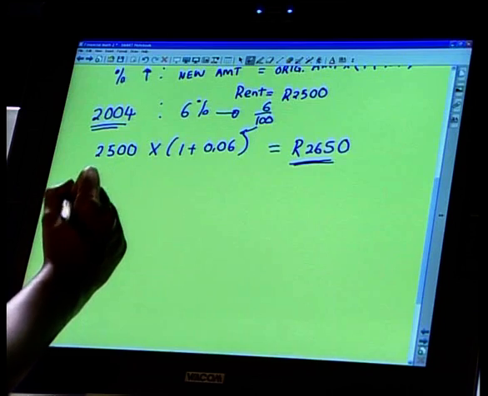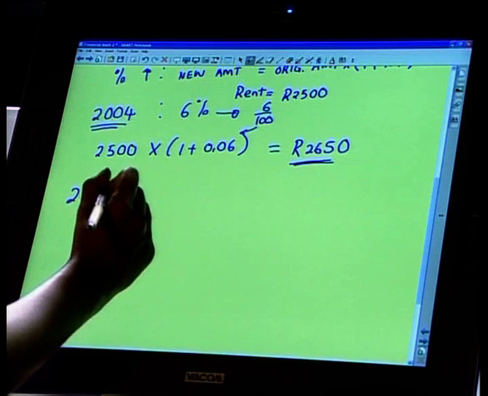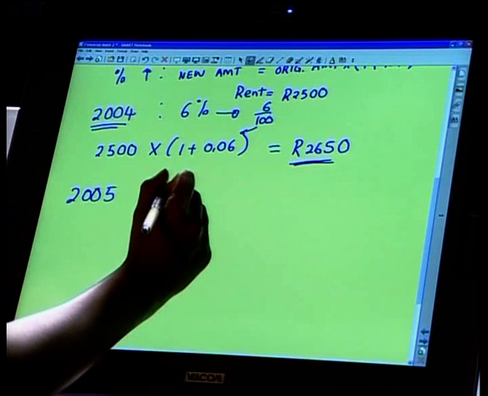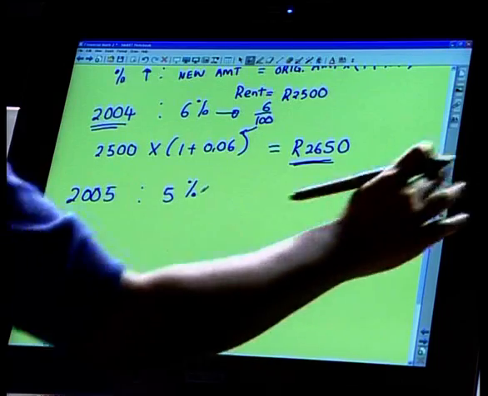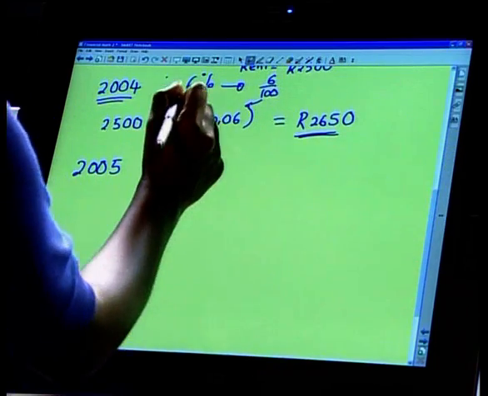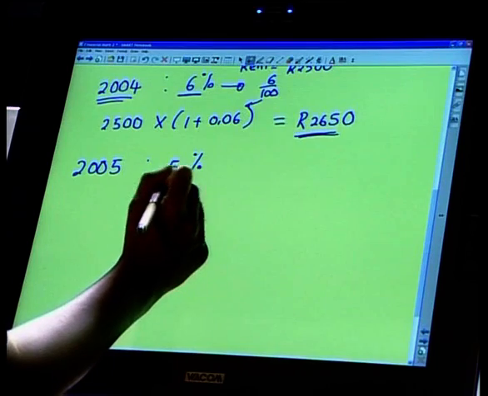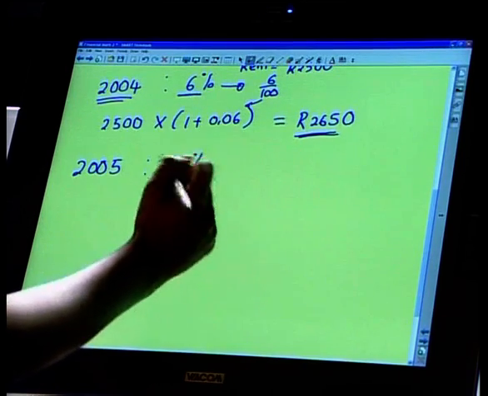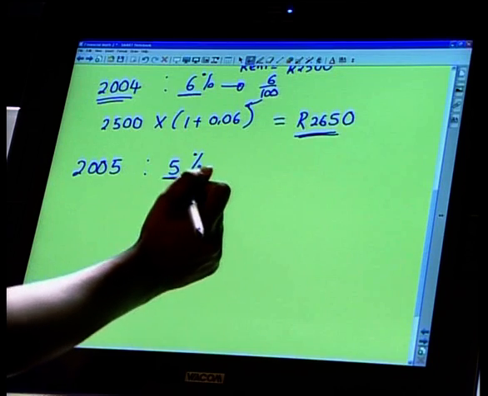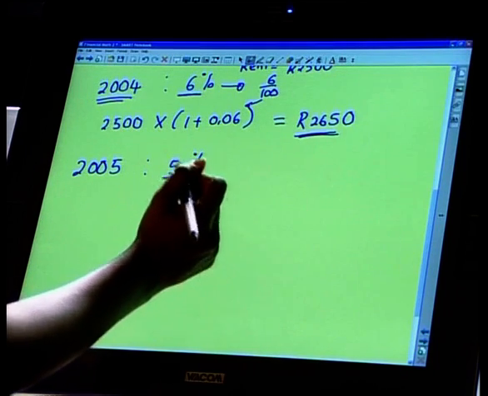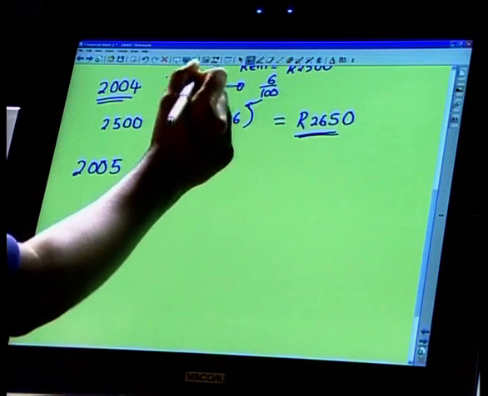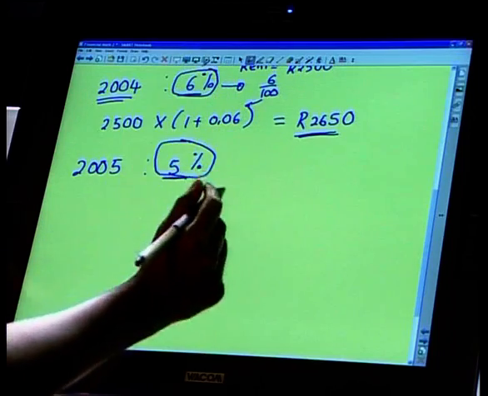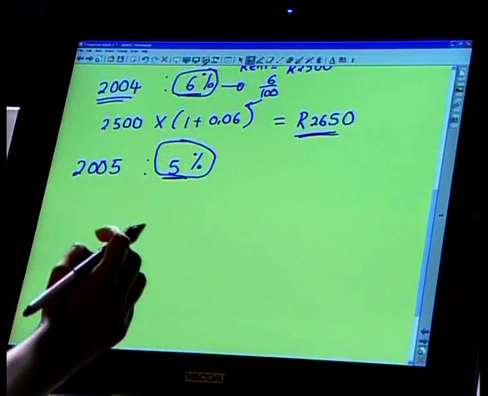But now in 2005, once again, the inflation changes to 5%. Although you can see that this means that the inflation rate is lower, it does not mean that the prices are decreasing. It means that they're increasing at a slower rate. That's very important. Prices are not decreasing since this rate is lower. They're just increasing at a slower rate.